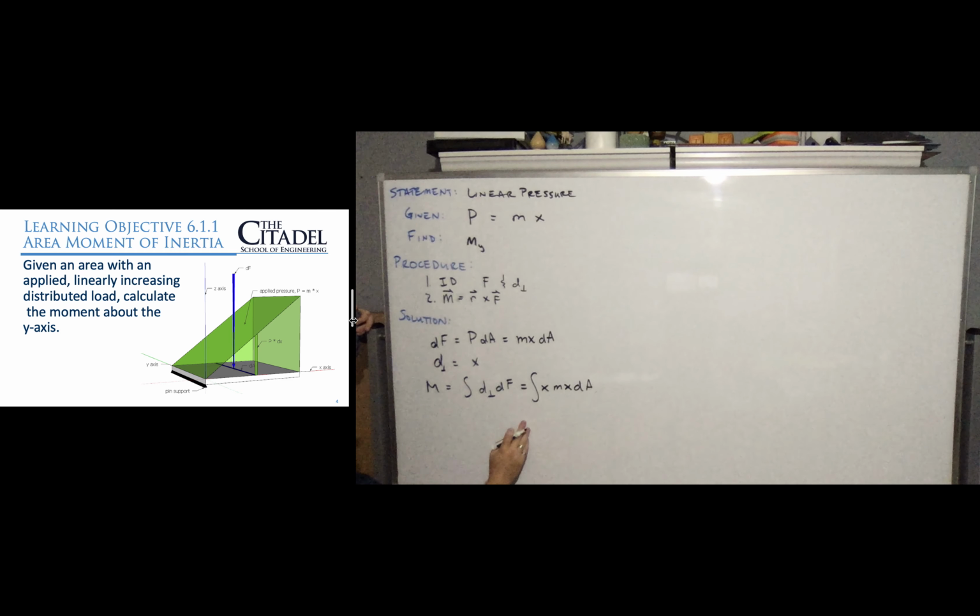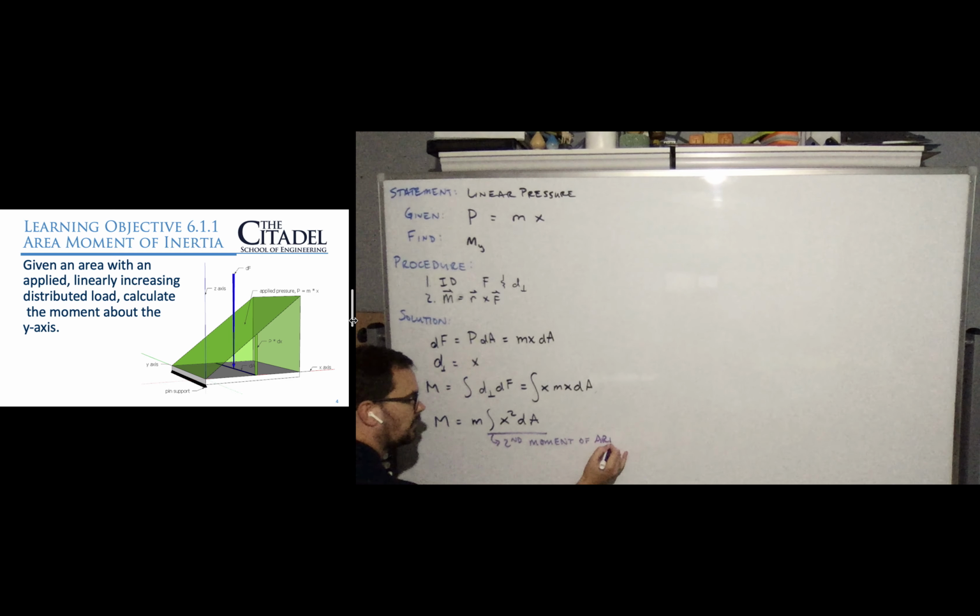Okay, so if m is the slope, it's a constant. And so what we'll find is that the moment is equal to m, which can be pulled outside the integration, times the integral of x squared dA. Now, hopefully you remember seeing something that looked like this, where it was the integral of x dA. We called that the first moment of area, and we used it to calculate a centroid. Now that we have two x's, we're going to call this the second moment of area, or the area moment of inertia.